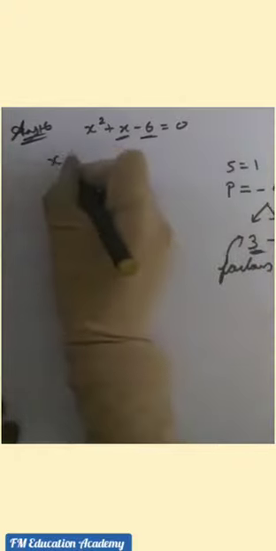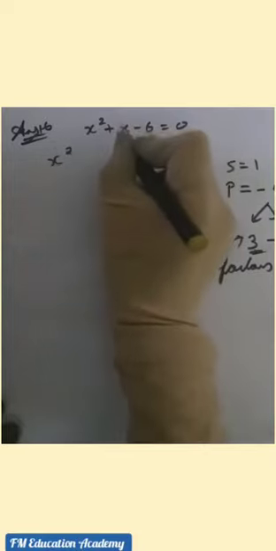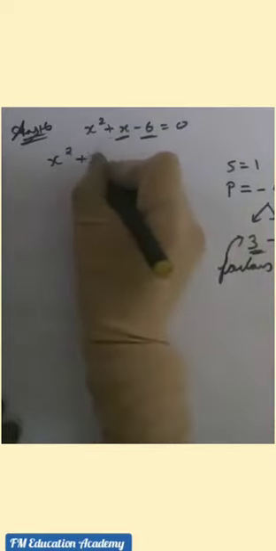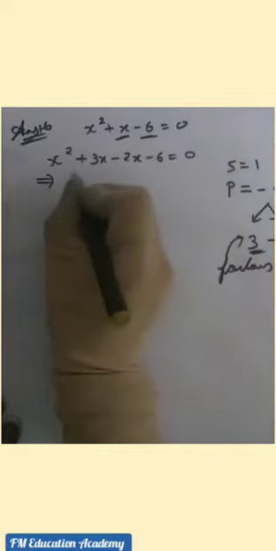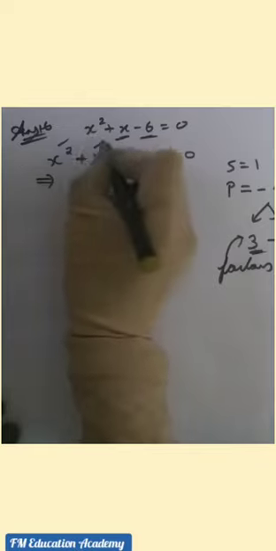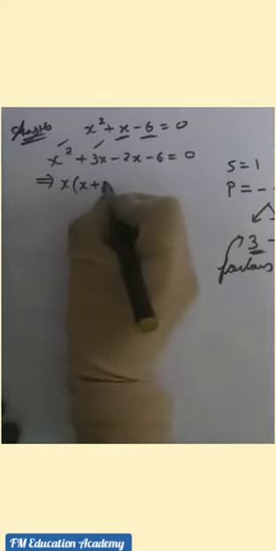So what to do? Write x square as it is. In place of the middle term x, write these factors. That is x square plus 3x minus 2x minus 6 is equal to 0. Next, in between these two you can take x common. x plus 3 will be remaining.